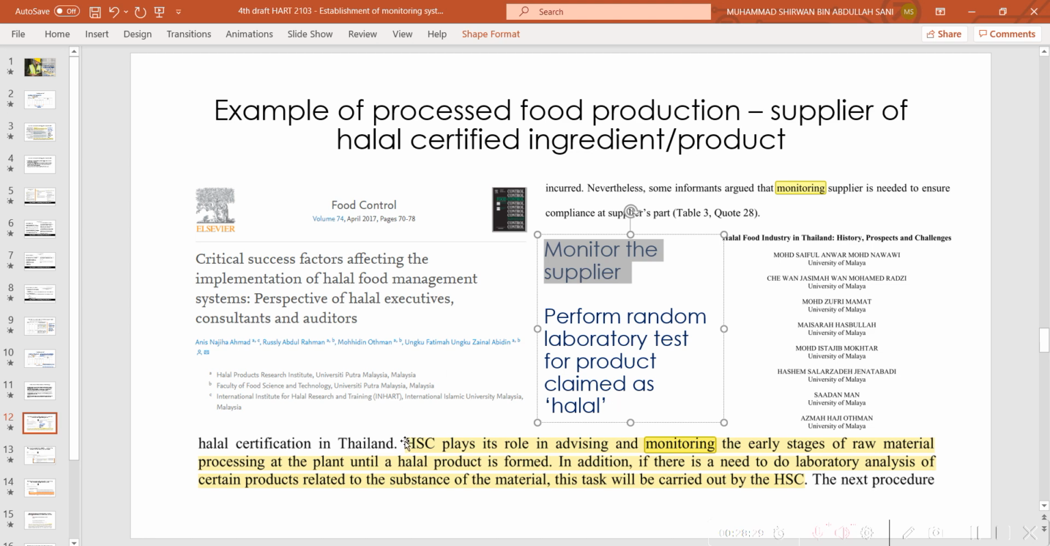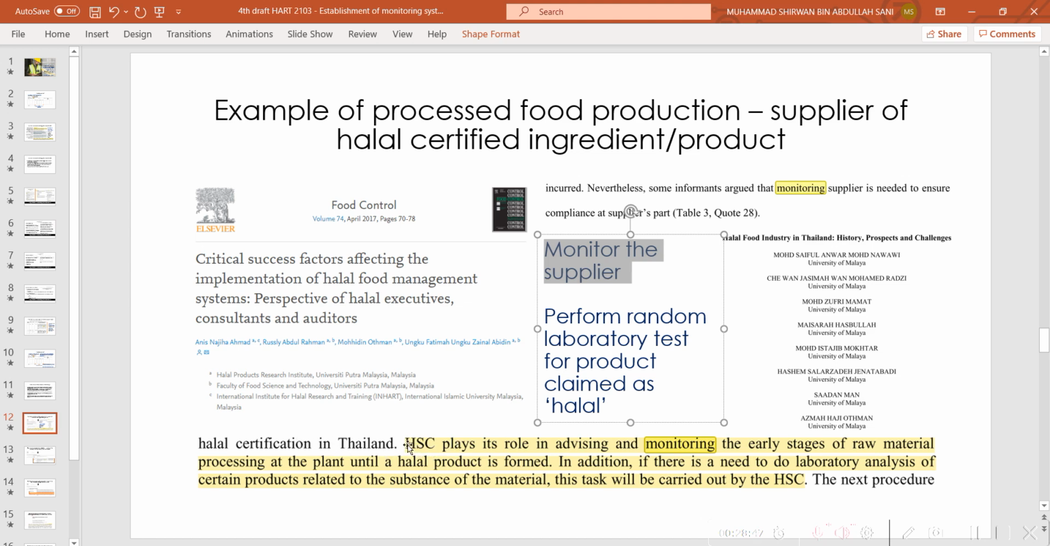So in Malaysia, for halal certification, there is no requirement to go for laboratory testing. This has been stated in the previous class. Okay. However, in certain countries such as Thailand, they play a good role.